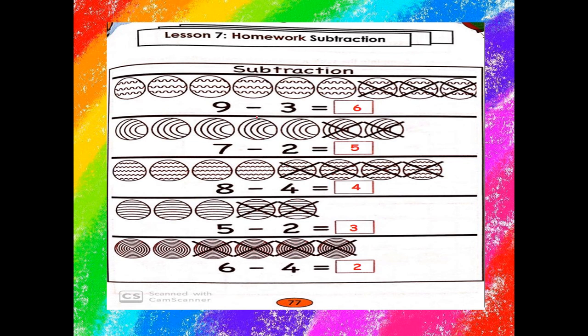Okay, so we have here 9 minus 3 equals 6. 7 minus 2 equals 5. So you have here 8 minus 4 equals 4. So you can see 8 circles. 8 minus 4, you take away 4 objects, and you have 1, 2, 3, 4. 4 circles are left. So you can write 4 here. And then we have 5 minus 2 equals 3. And 6 minus 4 equals 2.